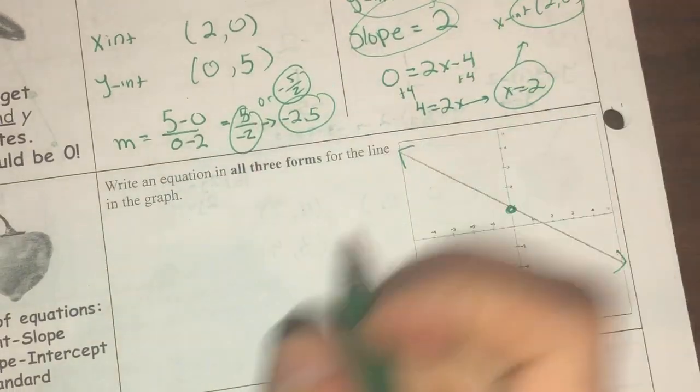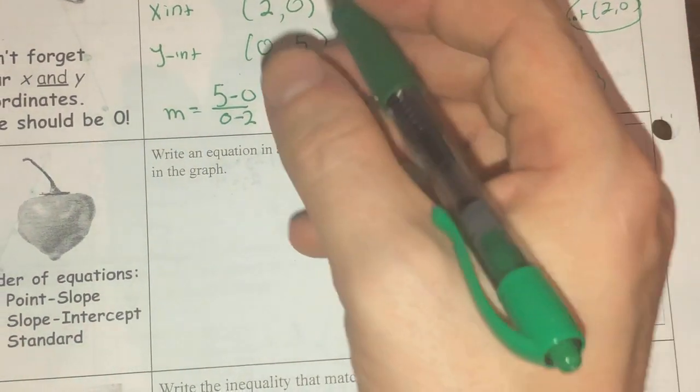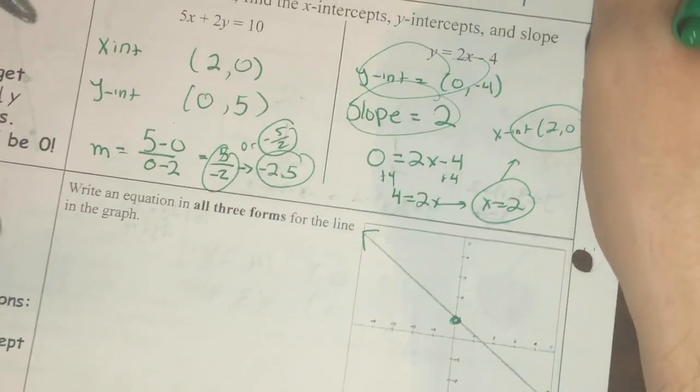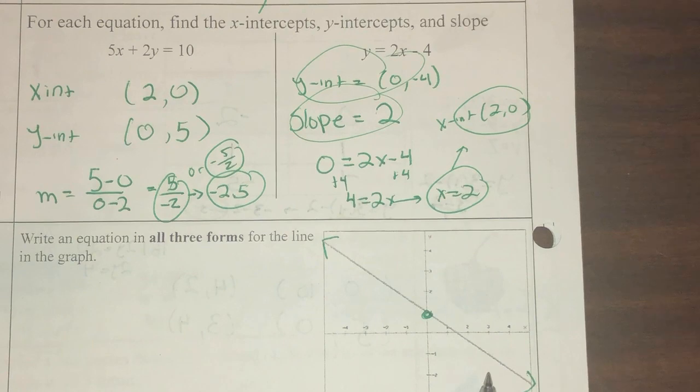So this is interesting. Let's say I want to follow this order, and I want to go point slope first. Well, it's going to be difficult if you don't know the slope. So here's what we're going to do. Let's go ahead and take a look.